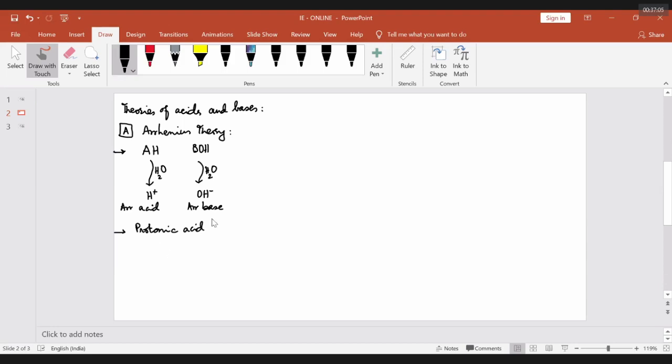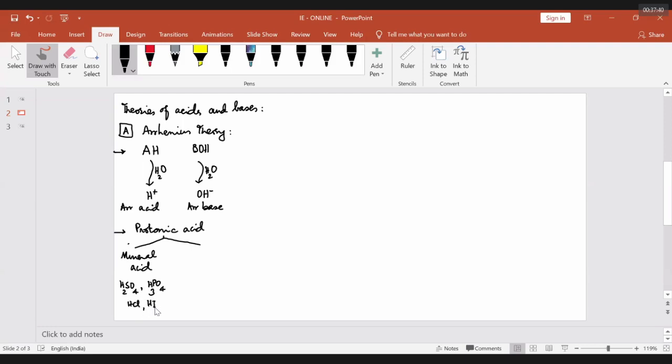Similarly, if you want to talk about bases, what about them? Metal hydroxides. Before going to the protonic acids, here we have a classification. Say for example, I am having two types of acids. This is the 10th class definition. The first are called mineral acids. Inorganic acids, some people say, but the correct name is mineral acids. For example, HCl, H2SO4, HNO3, H3PO4, so many are available.